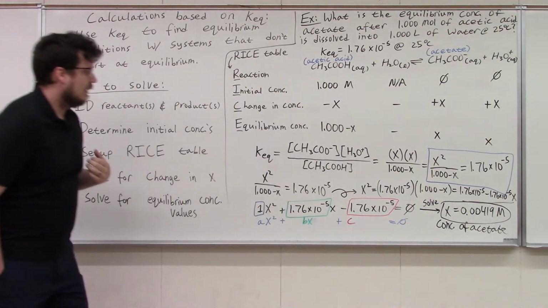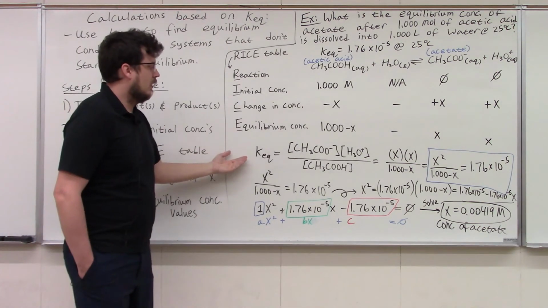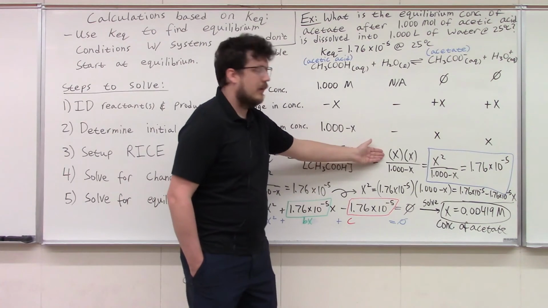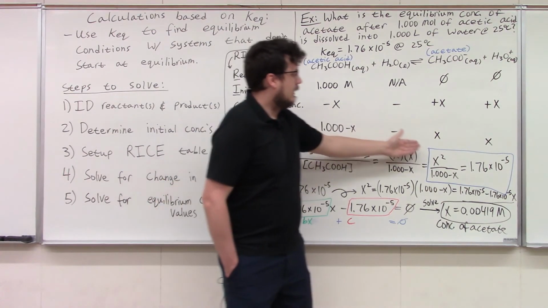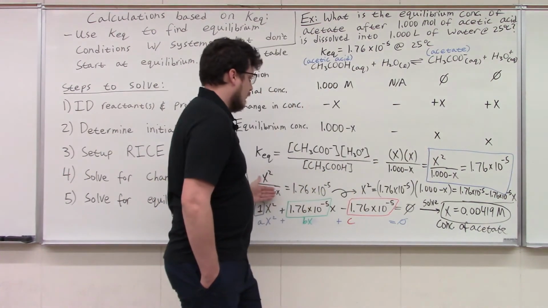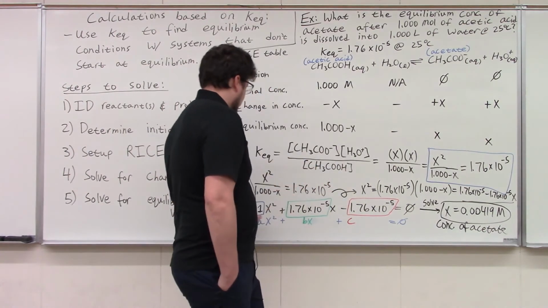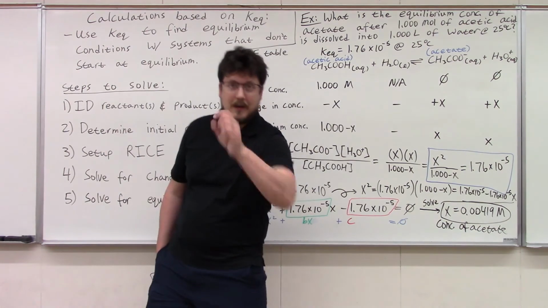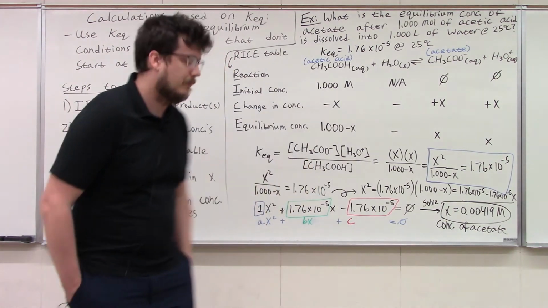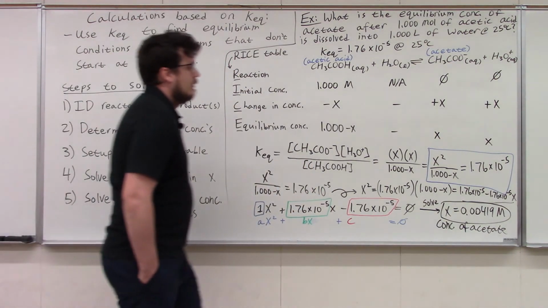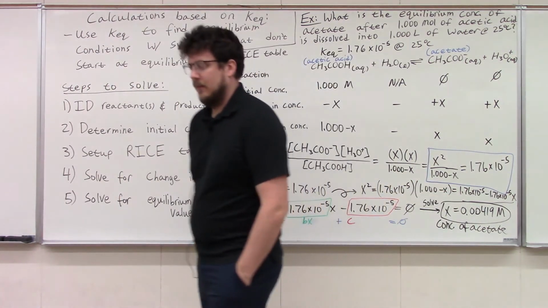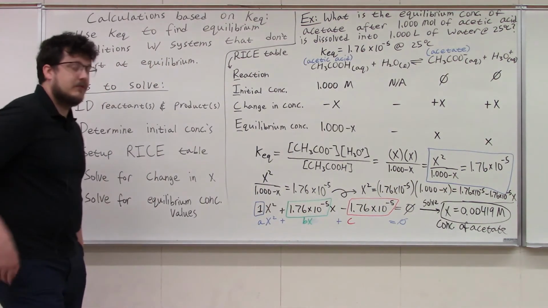All right. And then we write our expression for KEQ. We plug in our equilibrium values to it with our variables. And then we rearrange into a quadratic formula, which we have here. Then we plug these numbers into a quadratic formula calculator. It's going to save you a lot of time. And you are going to get x. All right. And then you'll get 2.